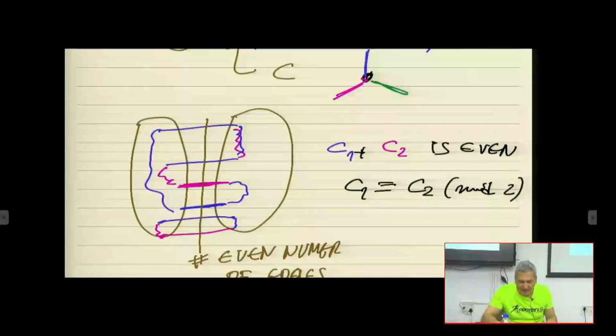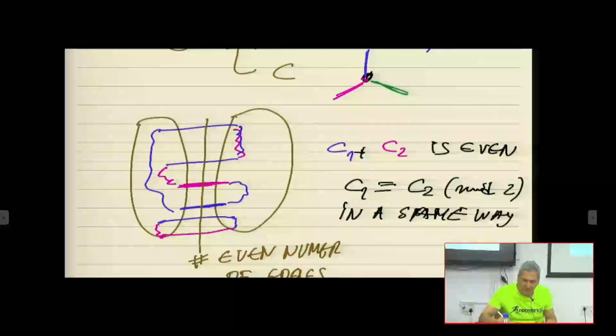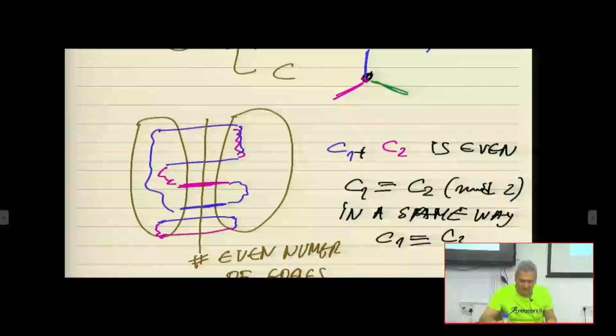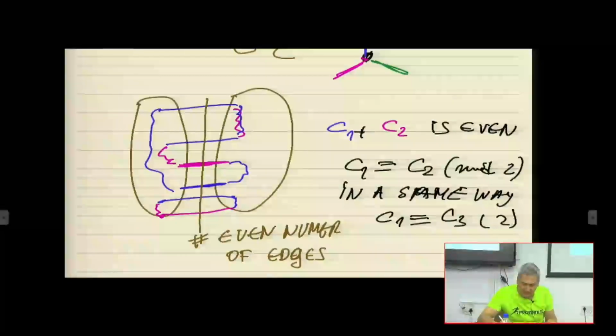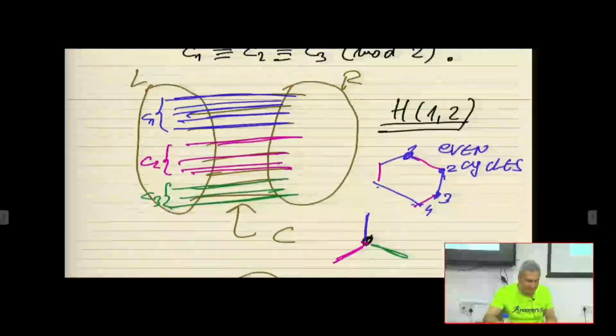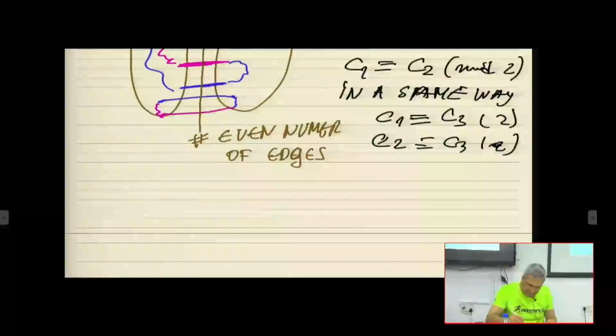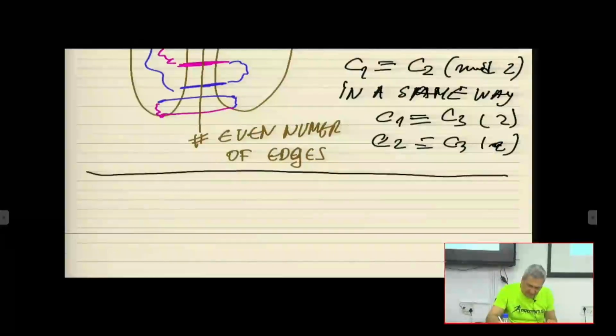In the same way, we showed that C1 is congruent to C3. And then automatically C2 is congruent with C3. So all of them are congruent. That's Blanusha's lemma, yes? This is the end of the proof, yes? Okay.